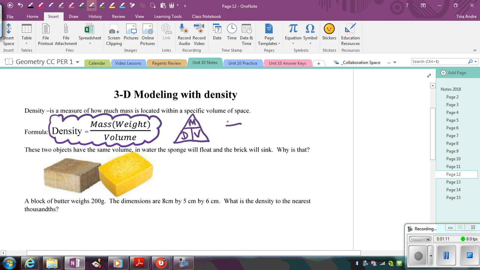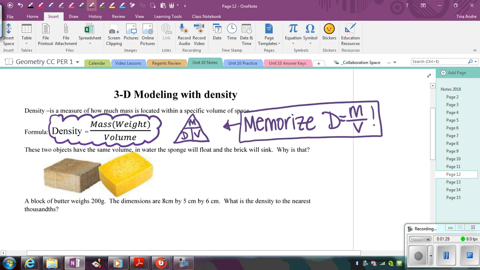One thing though that you do have to know is this formula. It is not given to you on your reference sheet, so you must memorize the density formula. It's something that you have to know.